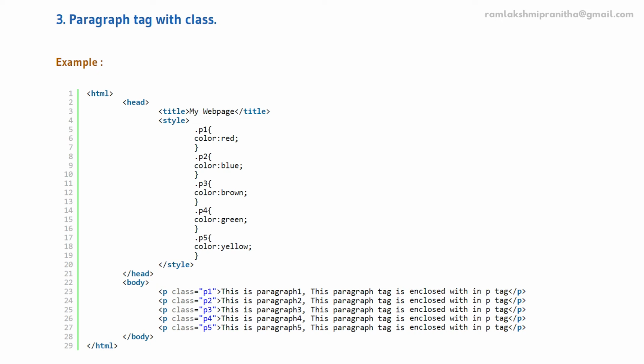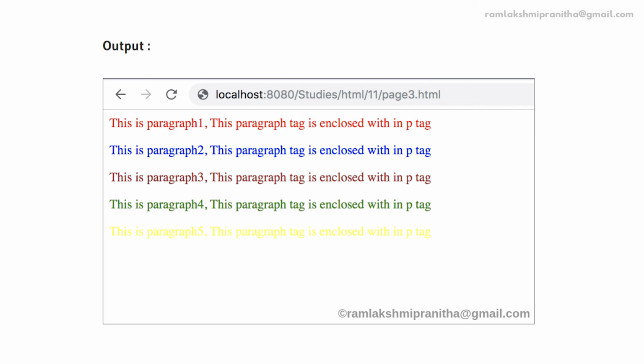The output displays all the 5 paragraphs p1, p2, p3, p4 and p5 with colors red, blue, brown, green and yellow. The output for the example will be displayed in web browser when the HTML file is accessed. Output.